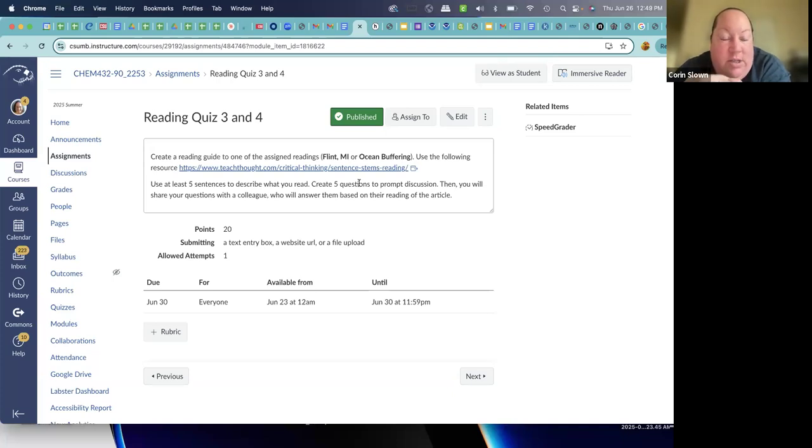So you're going to choose whichever article is most appealing for you. And then once I get your 5 sentences and your 5 questions by email, I'm going to send them out to someone else in the class for them to respond to based on their reading of that article. So it's 20 points. You get essentially 10 points for your 5 sentences and your 5 questions. And then the other 10 points are for your response to the questions based on your reading of the article.